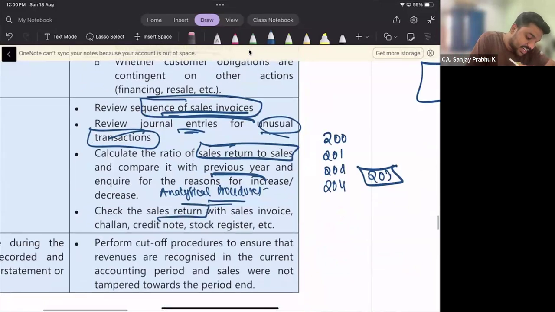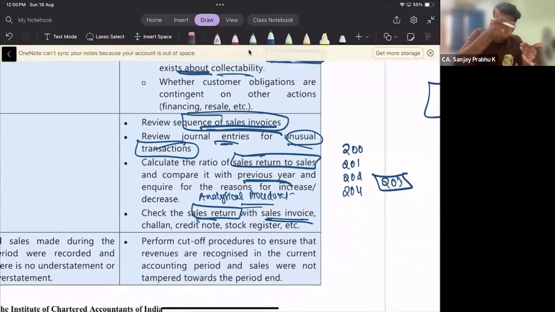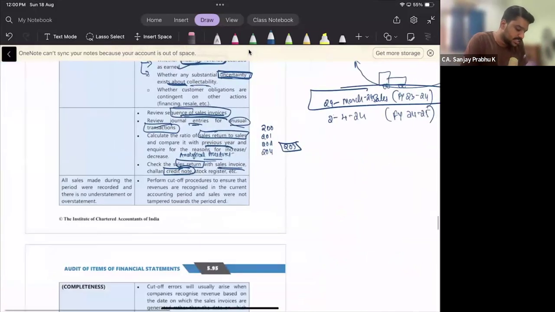Check the sales return with the sales invoice. Okay, all the sales returns, whether the stock has been actually received back, whether a credit note has been passed or not, all these kinds of things you have to see.